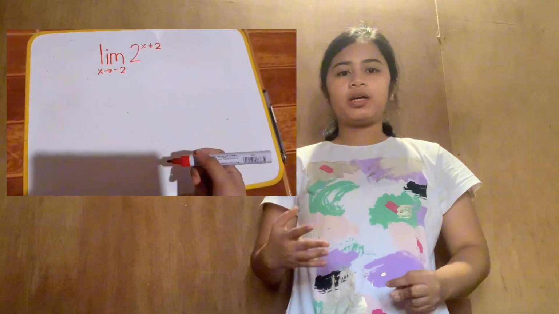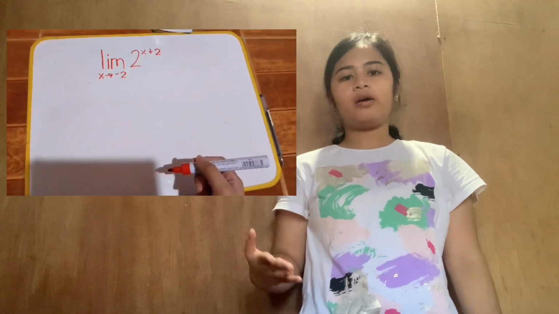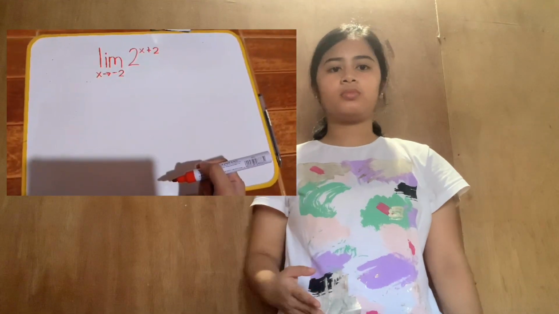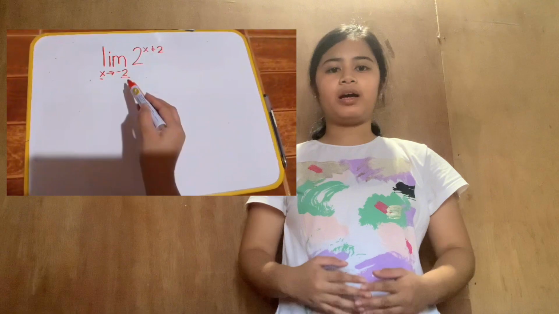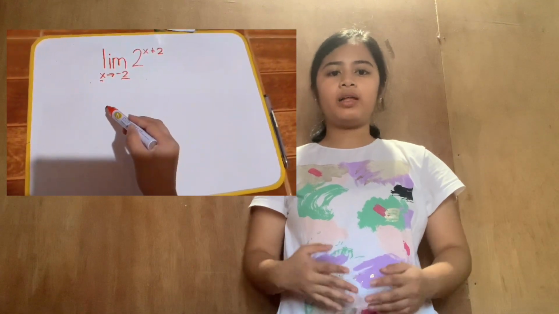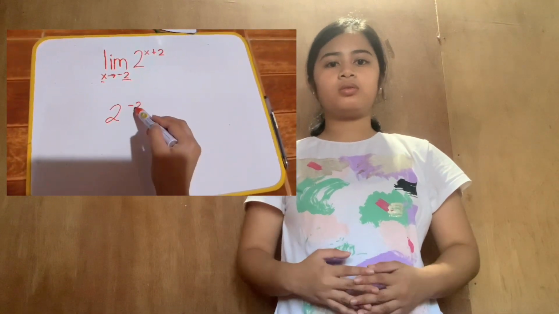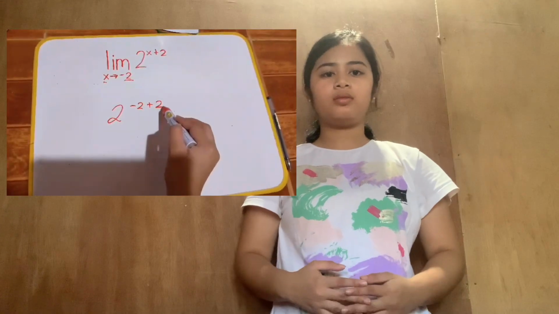Now let's move on to the main problem. This expression is an exponential function. Since exponential functions are continuous, the limits exist. Because of this, we can use direct substitution. Now, the value that x is approaching is negative 2. So negative 2 is going to be substituted.